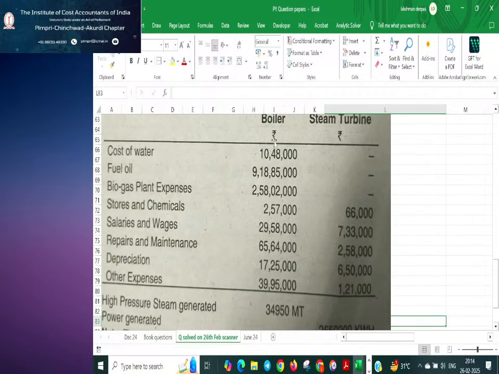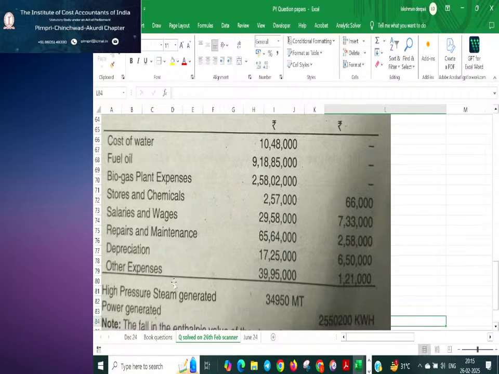See, here you have boiler, steam turbine. So boiler से क्या बनने वाला है? Steam बनने वाला है. Steam turbine से क्या बनने वाला है? Power बनने वाला है. So cost of water, fuel oil, biogas plant expenses. So whatever is the plant expenses, it has been given here. Store, chemical, salary, wages, depreciation, other expenses.